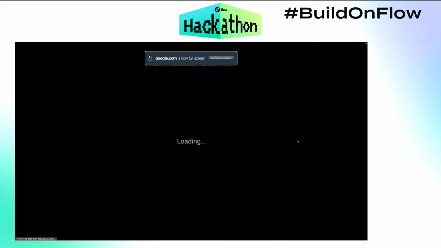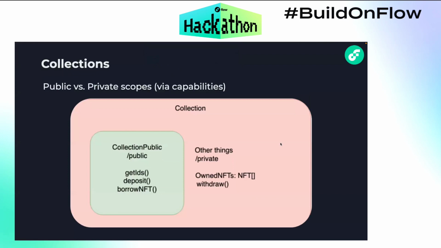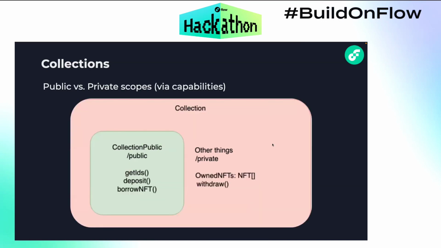But okay, I'll go back to the visuals. So we have the account storage at /storage. We have the collection resource inside the account storage. And then we extract a subset of it, the collection public, to /public. And the /public has the functions like get IDs and deposit and whatever. And then the remaining part has the withdraw function and whatever that only you have access to.